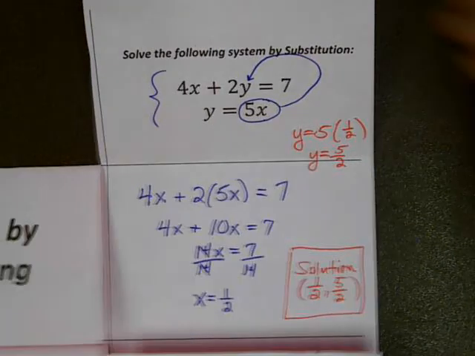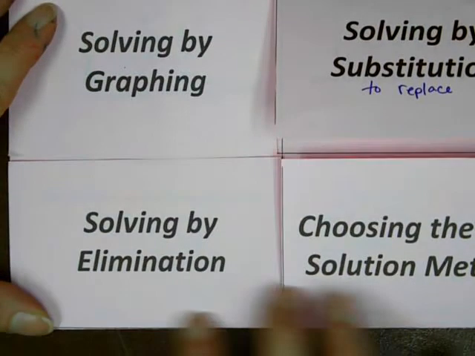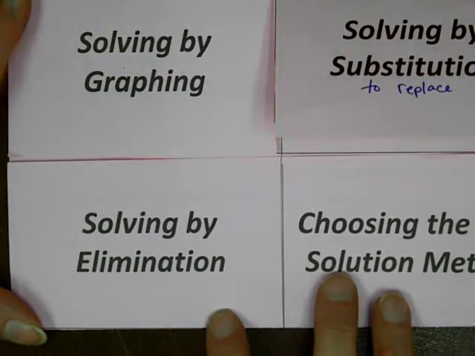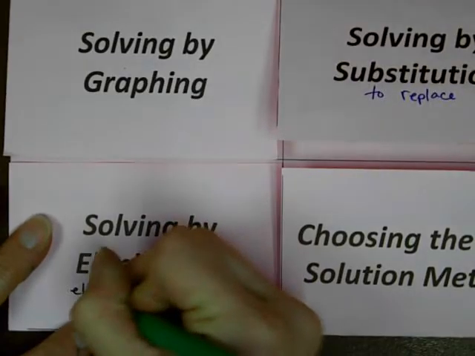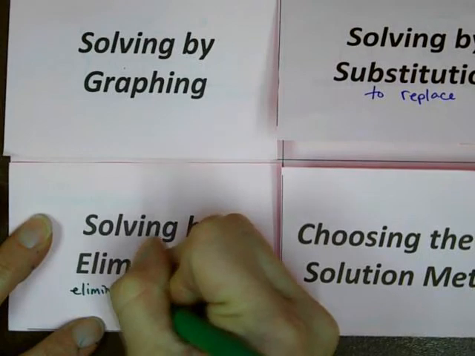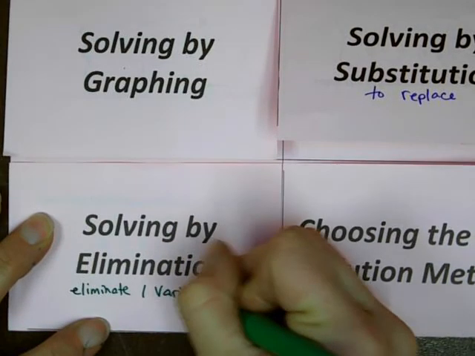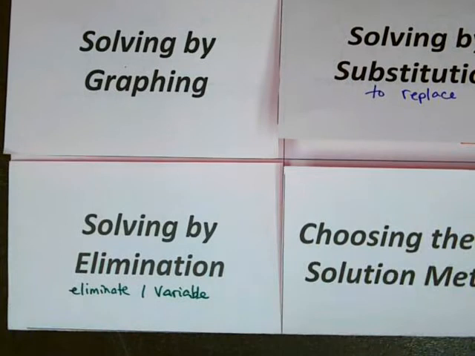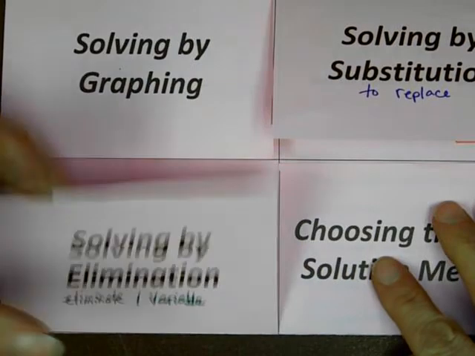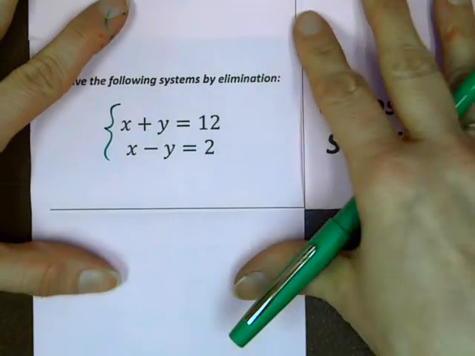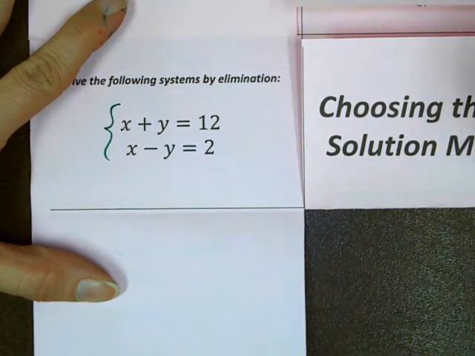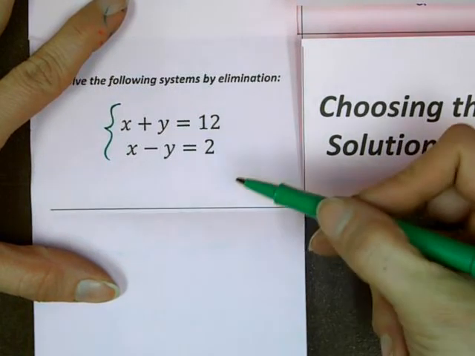Okay, now we're going to review the third method, solve by elimination. Elimination means that we're going to eliminate one variable. And then instead of having two variables, we'll just have one variable. Let's open this flap up and see what we got. Okay, here is our system. It's a system of two equations with two letters. This is a great example for elimination.